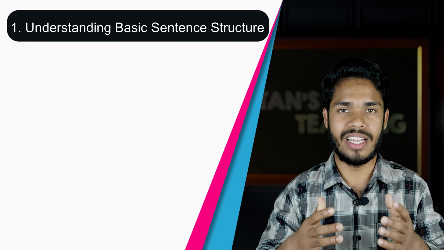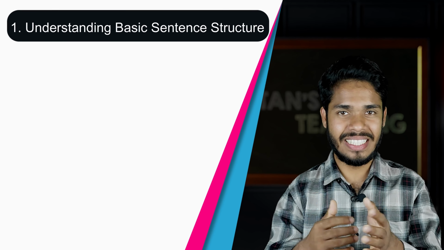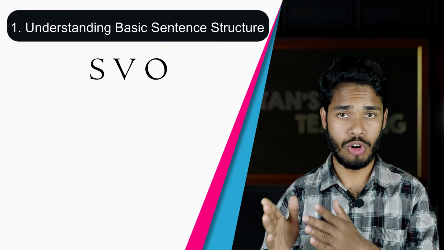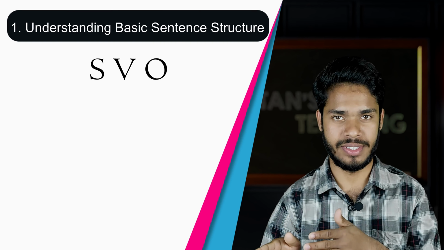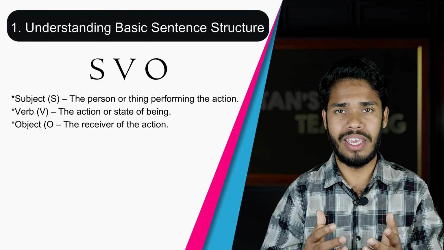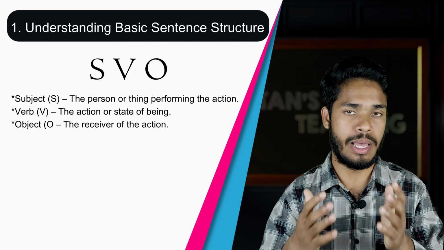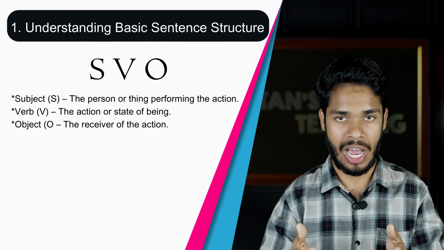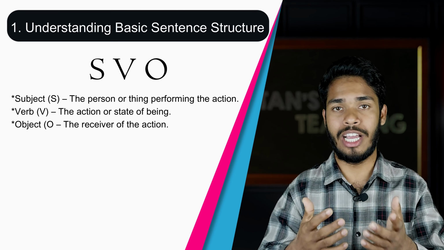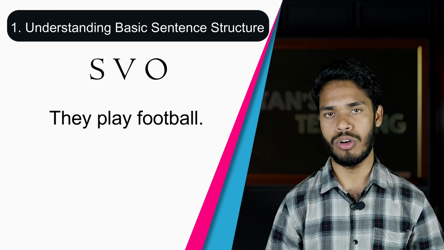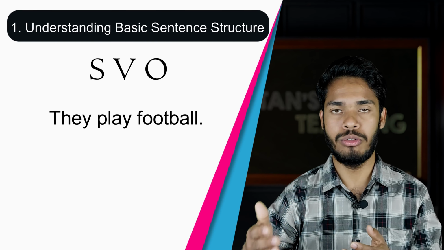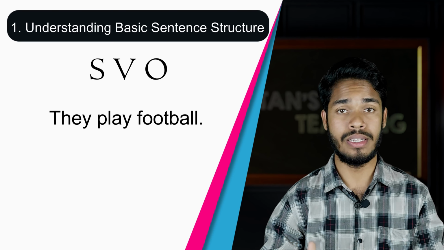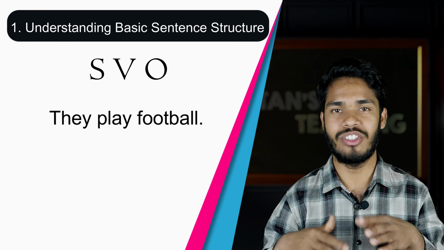First of all, understanding basic sentence structure. A sentence in English usually follows this pattern: SVO, subject, verb, object. The person or thing performing the action is the subject. The action or state of being is the verb, and the receiver of the action is the object. For example, they play football. They is the subject, play is the verb, and football is the object.